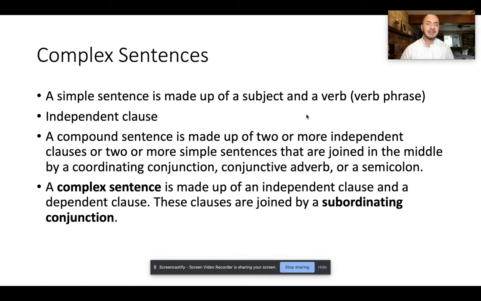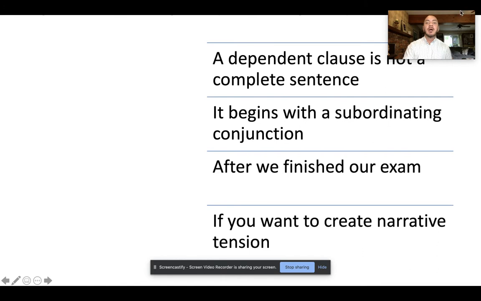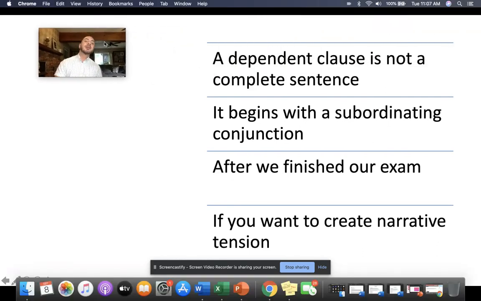The other kind of sentence is what's called a complex sentence. And a complex sentence is made up of an independent clause and what's called a dependent clause. And these two clauses are joined by what's called a subordinating conjunction. Now that's a lot to think about, so let's get into some examples and see if we can clarify what's meant by all that. All right, so most importantly, a dependent clause is not a complete sentence.